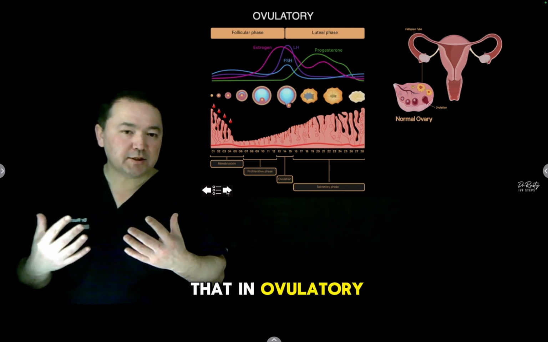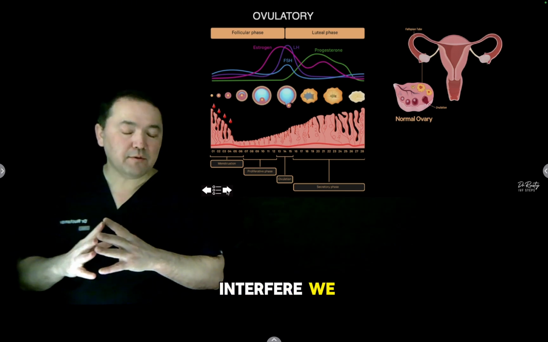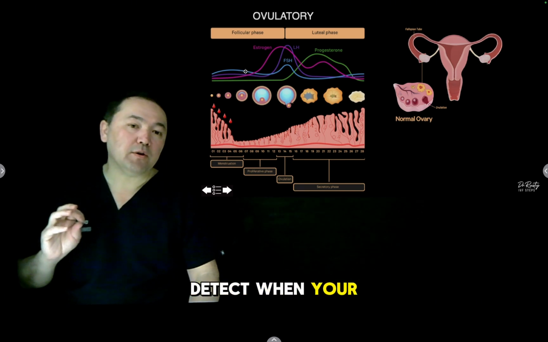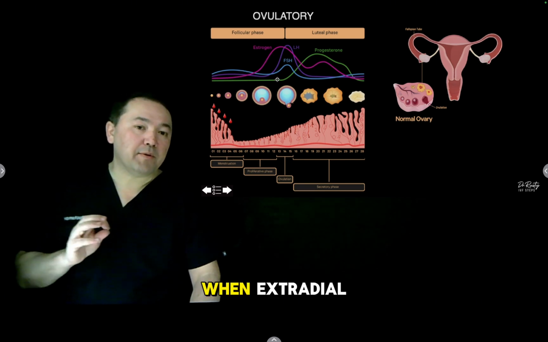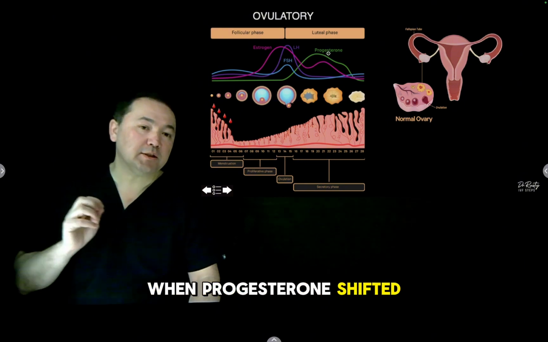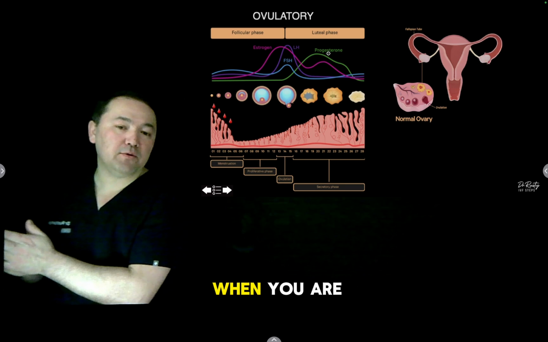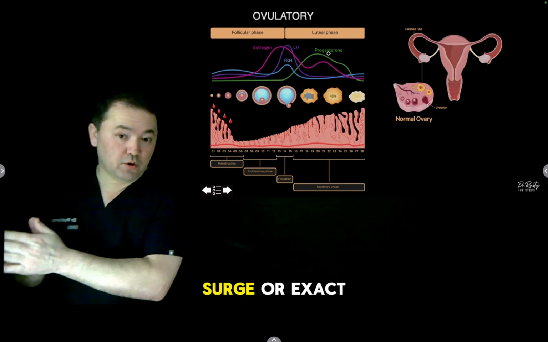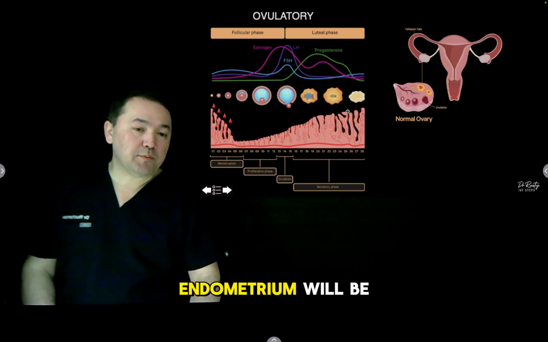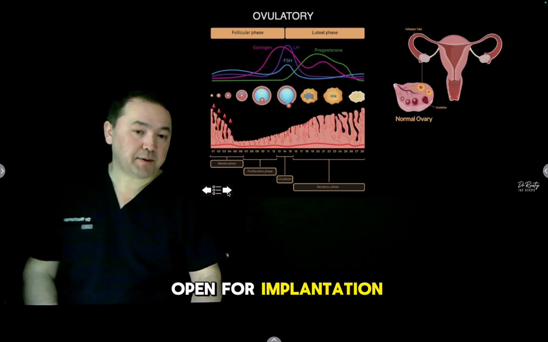In ovulatory cycles, we should not interfere. We should only follow your hormone levels, detect when your LH has surged, when estradiol levels have gone up and down, when progesterone shifted, so that we know the exact day when you are ovulating, and the exact day the endometrium will be open for implantation.